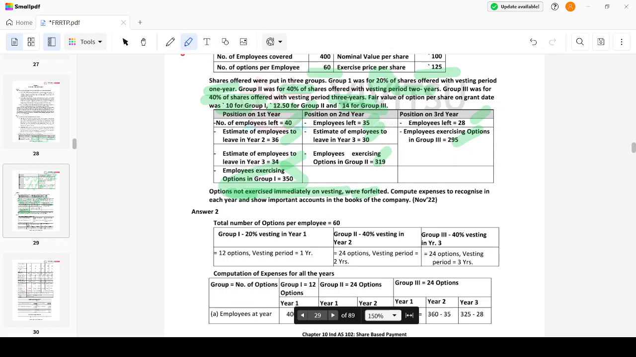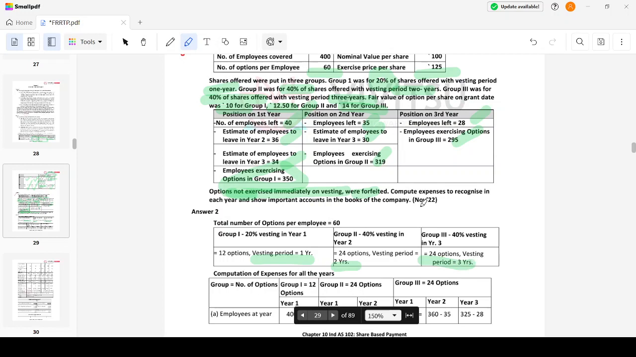12 options is for Group 1, this is nothing but a vesting period of 1 year. Group 2, it is 2 years. This is quite tricky, right? You will think, why this one? Okay, understood. Now you understood, right? Group 3 is a period of 3 years, 24 options.